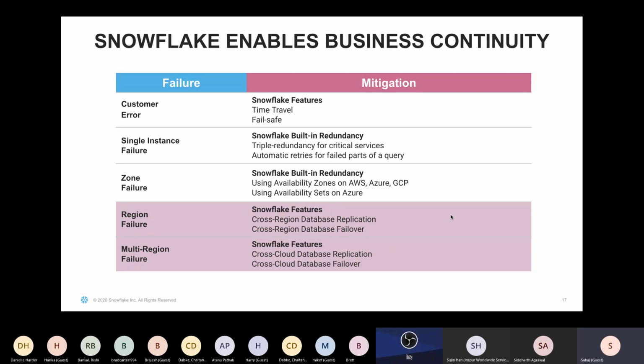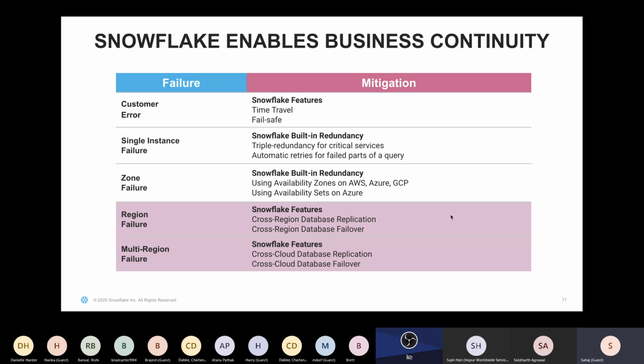And then we also give you the ability to undrop databases, schemas, and tables that you may have accidentally deleted. So time travel is really the mechanism to recover from these accidental customer errors. Failsafe is an additional 7-day window of time beyond time travel when your data is still recoverable by Snowflake, even though it may have been deleted from your perspective. Snowflake can still recover it.